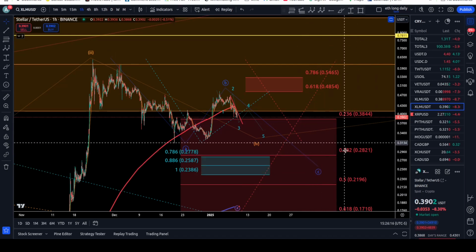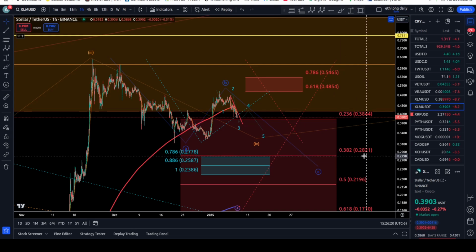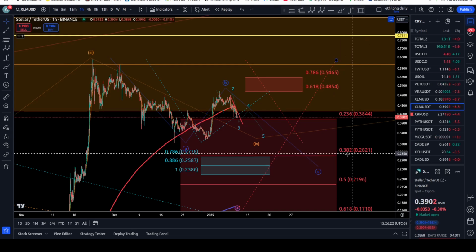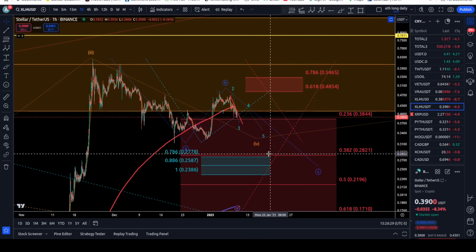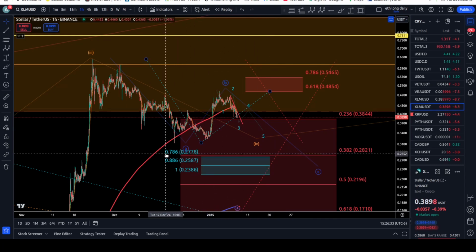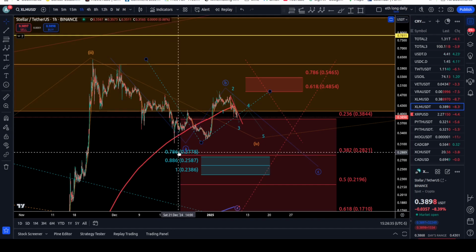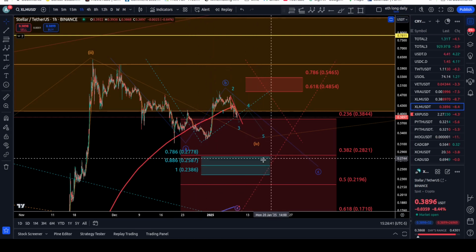We do have the next level that we need to check. It's the 0.382, 28 cents 21. It's the next level that we need to see if price goes there and if price reacts to that level. And almost at the same level is the 0.786 wave A to wave C. So 27.78 cents, very close.